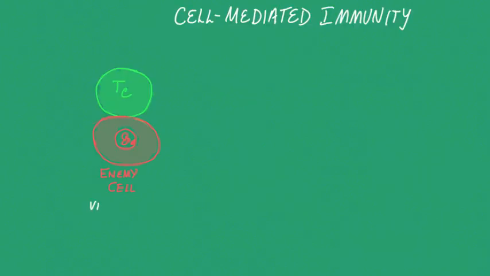Now let's take a closer look at cell-mediated immunity. We'll start with the cytotoxic T cell that is shown here in green. When it comes across the enemy cell, which is shown in red, it releases a protein called a perforin. The enemy cell could either be a virus-infected cell or a cancer cell. These perforins help to make a hole in the enemy cell.